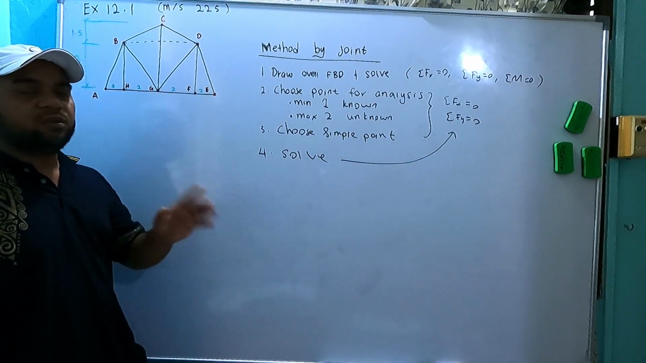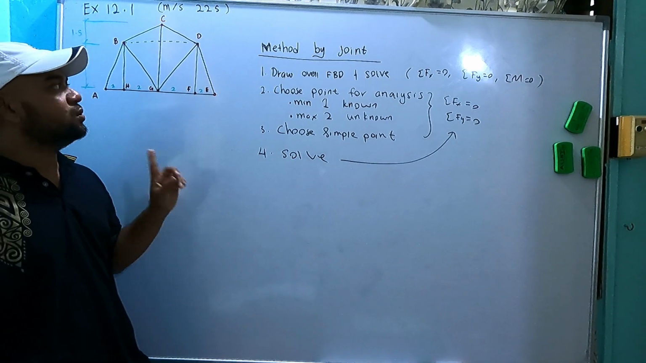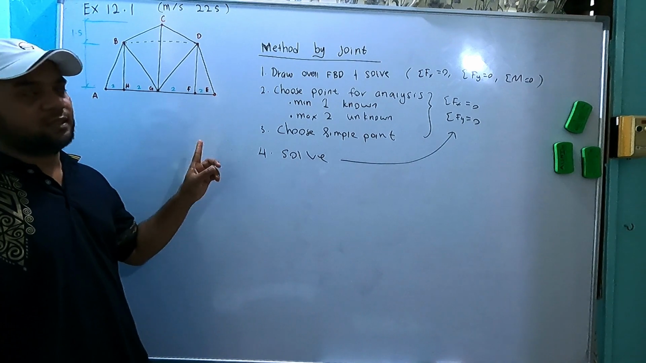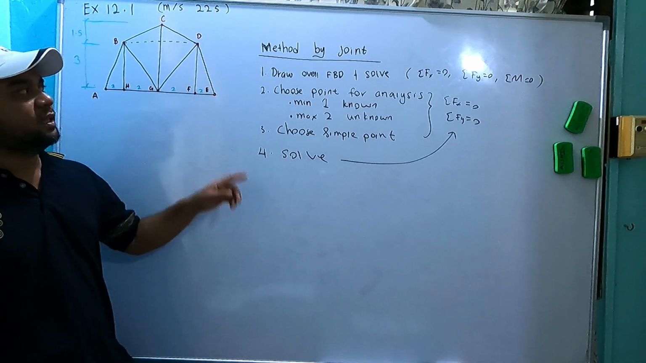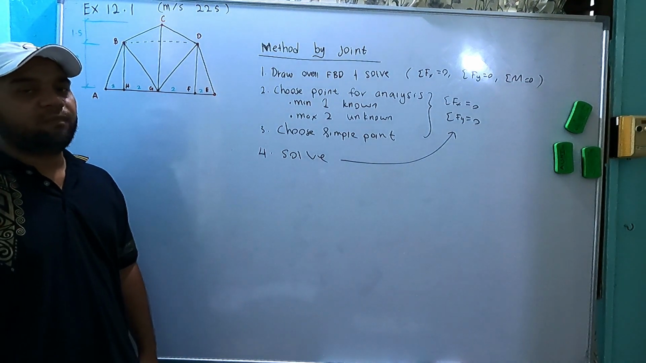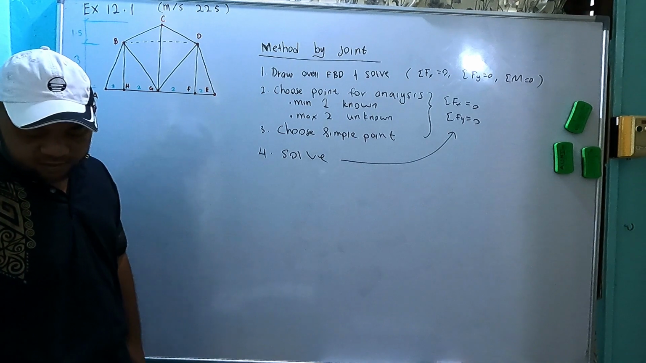So today we will continue by discussing the two methods that can be used to analyze the problem involving trusses. The first method here is method by joint. The second method later on is method by section. For the method by joint, we have several simple steps.